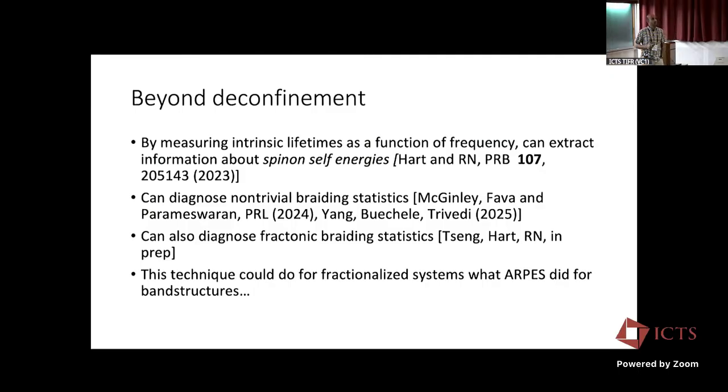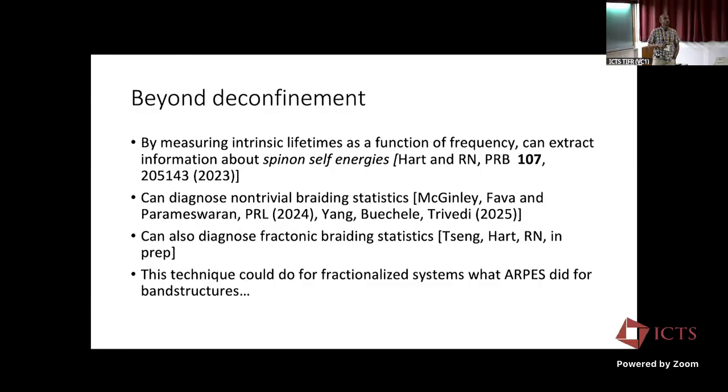More work has been done on that since. So in this paper here, we pointed out that you could use 2DCS not only to resolve the existence of sharp spinons underlying the multiparticle continuum, but even to read off the spinon self-energies. You could do that by measuring the intrinsic lifetimes as a function of frequency, and this tells you about spinon self-energies.